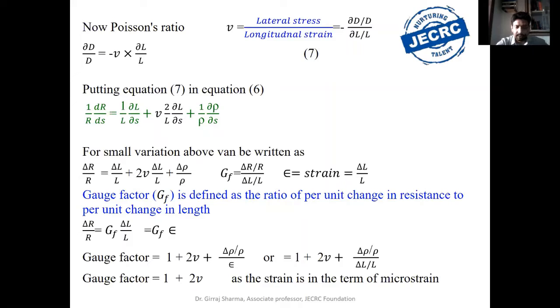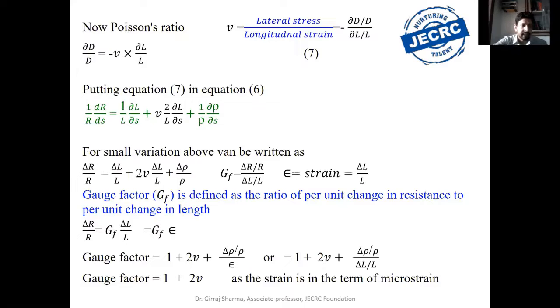Now we'll introduce a new parameter which is known as Poisson's ratio. We know what Poisson's ratio is. It is the ratio of lateral strain divided by longitudinal strain, which is minus del D by D divided by del L by L. So from this expression, we can define the lateral strain, which is del D by D, which can be determined by using equation number 7. We can put this equation number 7 in the previous equation 6 in order to get this expression.